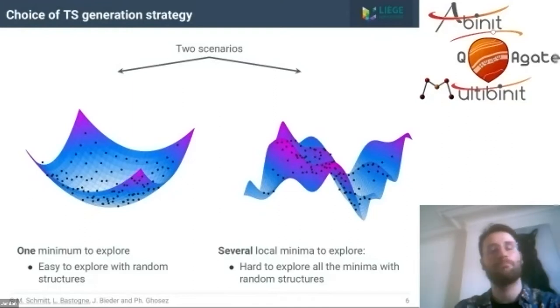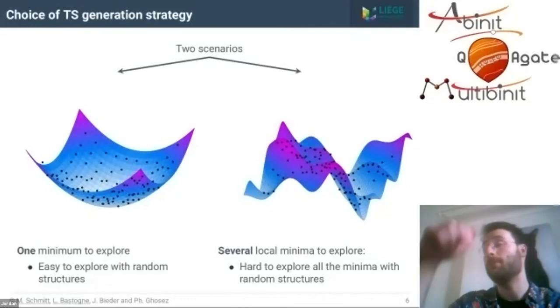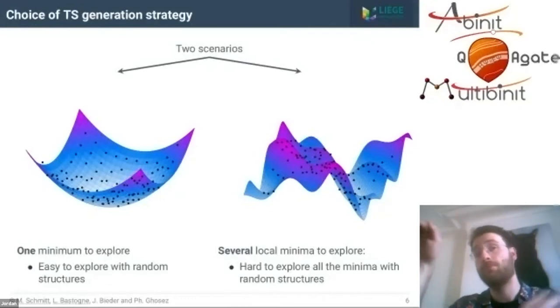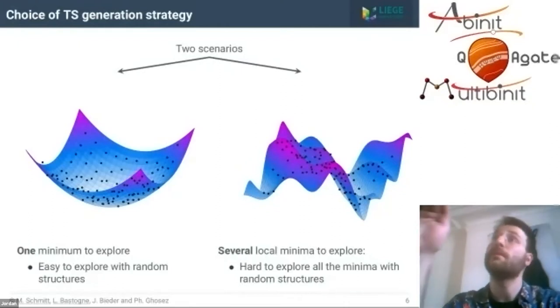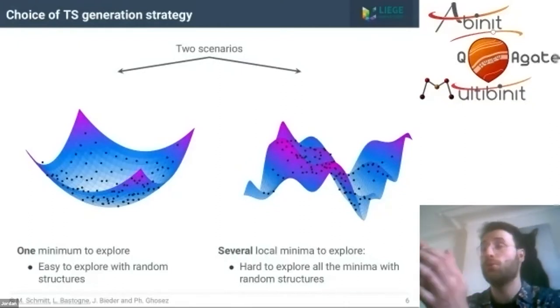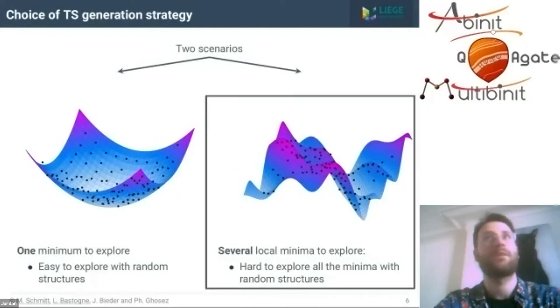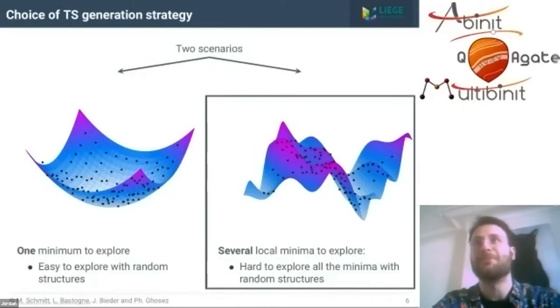It always depends. You can make different approaches. But what is more interesting but also challenging is if our reference structure is a local maximum, so that we can reach the different minima around. That is what Louis will present. There it's much more complicated to be sure to go into all the valleys. So that's what Louis will present today.